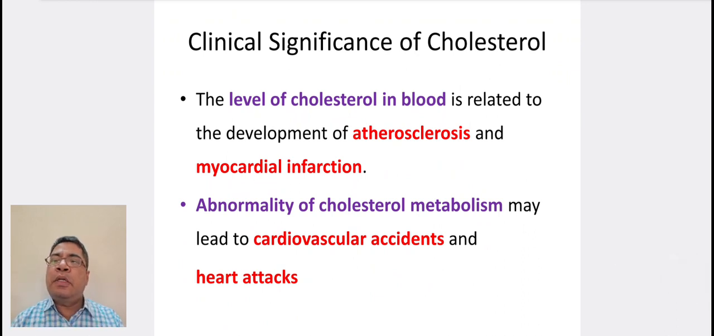Coming to clinical significance of cholesterol. The level of cholesterol in the blood is related to development of atherosclerosis and myocardial infarction. Abnormality of cholesterol metabolism may lead to cardiovascular accidents and heart attacks.